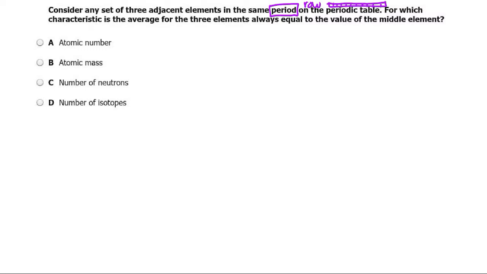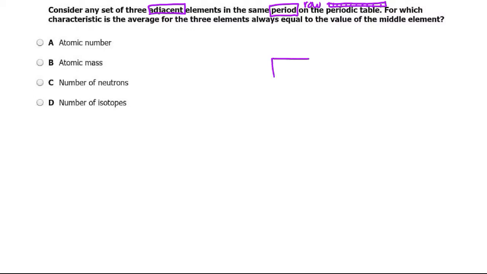And if you were to take the average of any three adjacent, this requires a little bit of other terminology to remember. Adjacent just means next to each other. So if you take three elements that are adjacent to each other, and you take the average of particular information value about them, it will always be equal to the middle one. Let's try a couple of things.